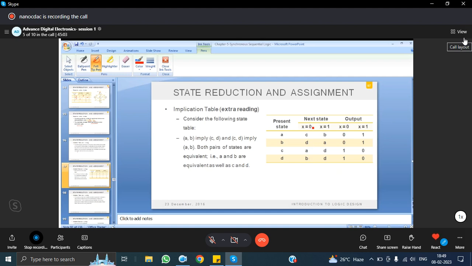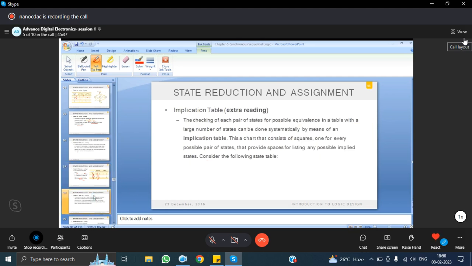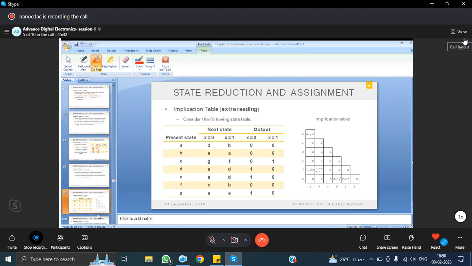With the state implication table, you can see here AB is implying CD, and CD is implying AB. So both pairs of states are equivalent. A and B are equivalent as well as C and D. So A is equal to C, B is equal to D, or C is equal to A, D is equal to B, like that they can be implied. Okay, so you can go with this implication table.